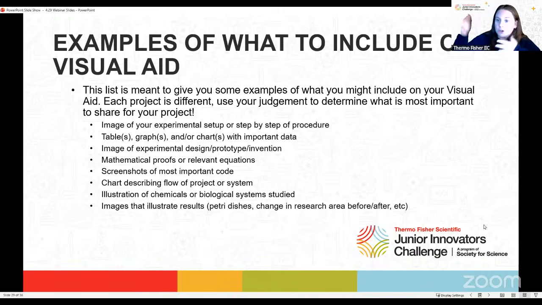If you have a flow chart describing the system or the neural network or the LLM that you built, or anything else that could be best described by a flow, this could be a good place to put something like that. You could also put illustrations of chemicals or biological systems studied, and images that illustrate results like petri dishes or a change in a research area. These are all examples, again, not exhaustive, but to give you an idea of what could be helpful to support your written responses in part 3 on the visual aid.